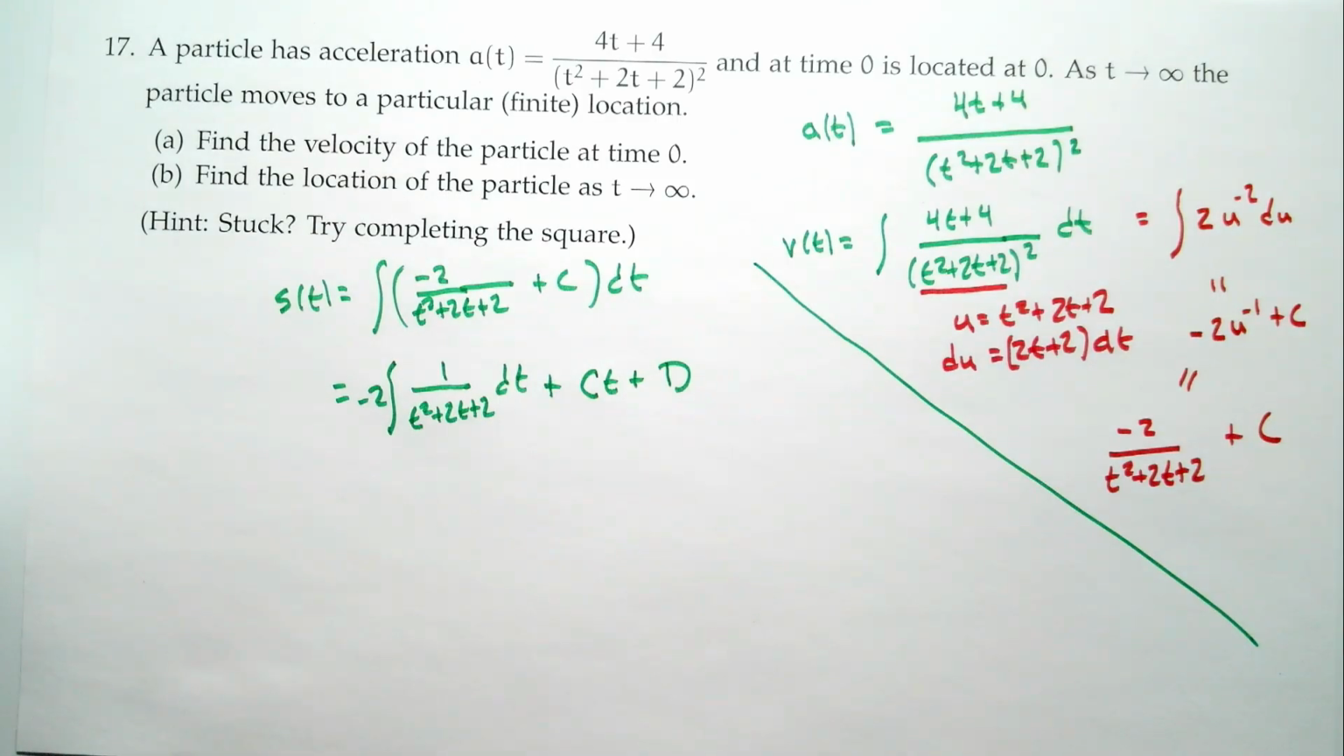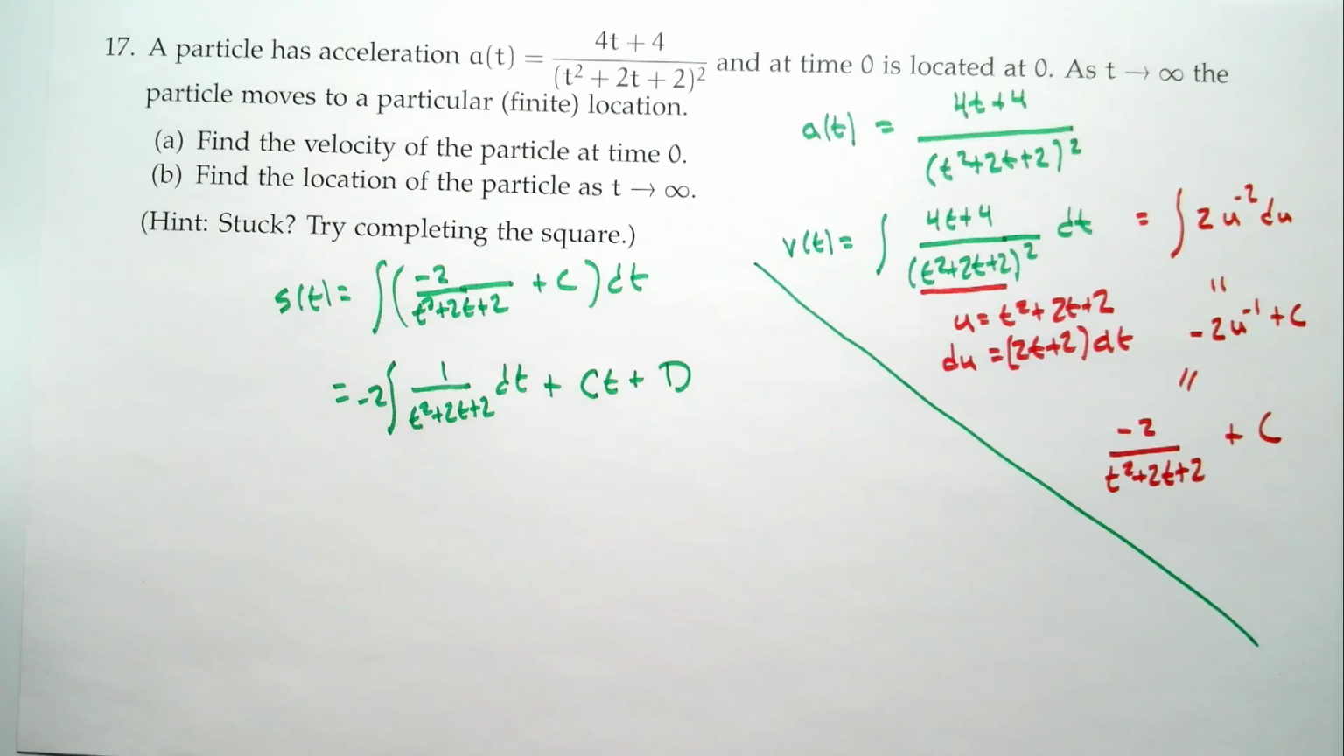That part is not so obvious what to do. I mean, you can try u equals t squared plus 2t plus 2 again, but the problem is we don't have the part upstairs that would give us what we need. So that kind of substitution is not going to work this time. So we have to find a different idea.